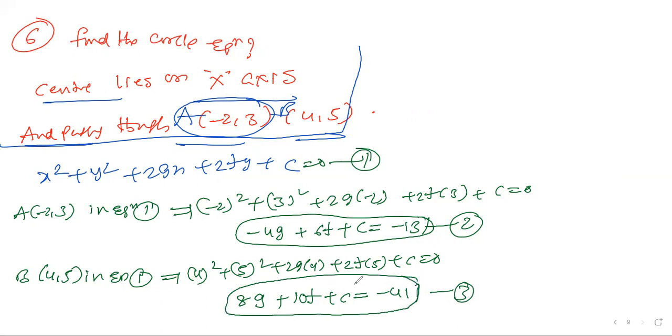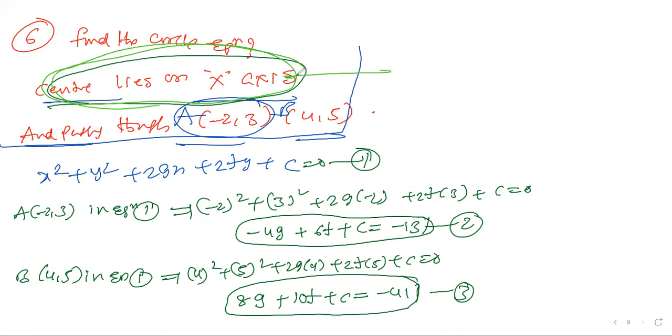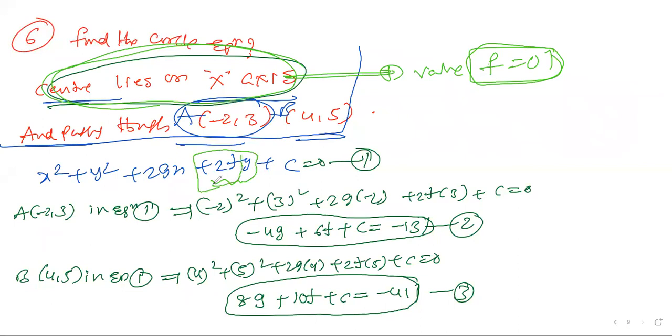Then we had 2 equations, and we have one more. They are telling one more thing after these: the center lies on the x-axis. Very, very interesting point. The center lies on the x-axis, which means the value of f is equal to 0, because the y component is 0. Therefore 2fy is equal to 0, and therefore f is equal to 0. We have one more value.